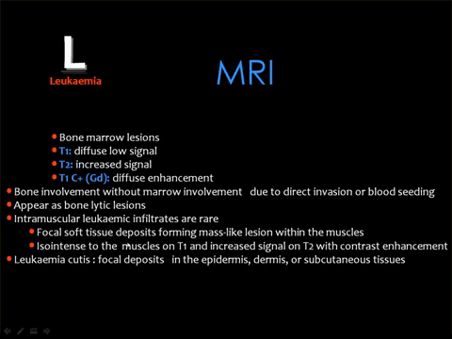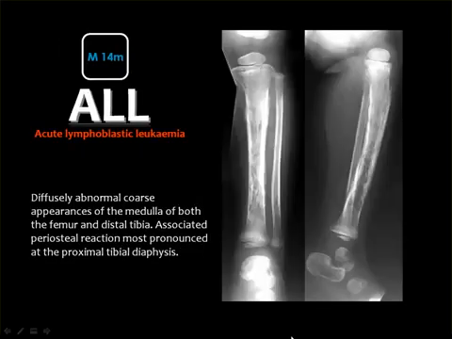Then some soft tissue deposits forming mass-like lesions within the muscles may be also seen. The lesions are iso-intense to the muscle on T1 with increased signal on T2 and post-contrast enhancement. Leukemia cutis represents focal deposits of leukemic infiltrates in the epidermis, the dermis, or the subcutaneous tissues.